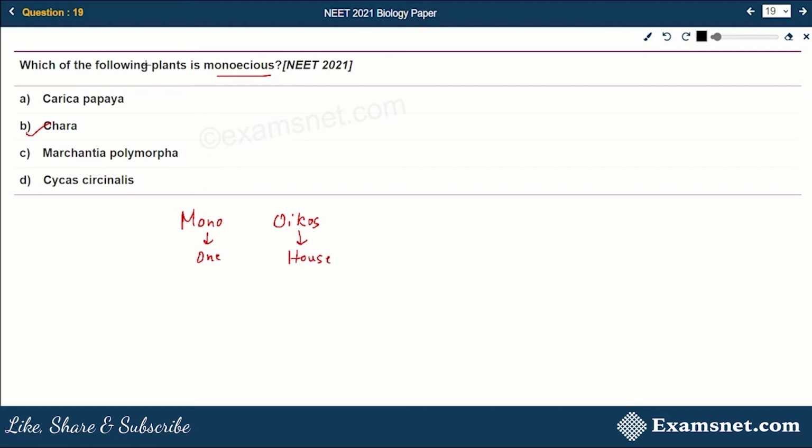So if more than one thing is located at the same position, it is said to be monoecious. Similarly, there is another word, dioecious, which is made up of two different words, di, that means two, and oikos, that means house. So what is dioecious? If two or more things are located at two different positions, then they are said to be dioecious. Now in biology, these words refer to the position of male and female sex organs.